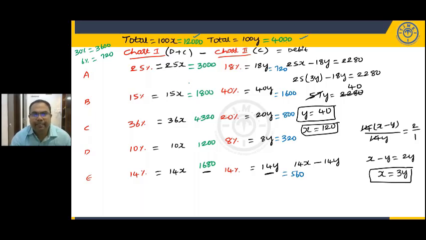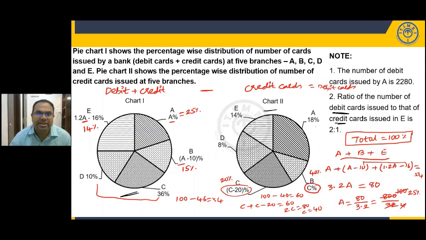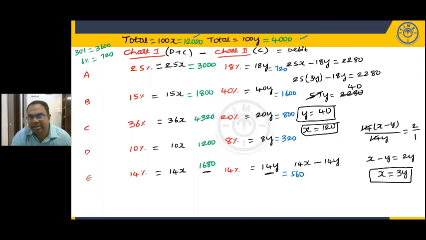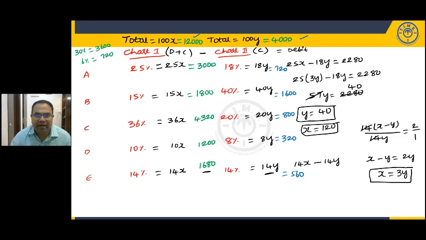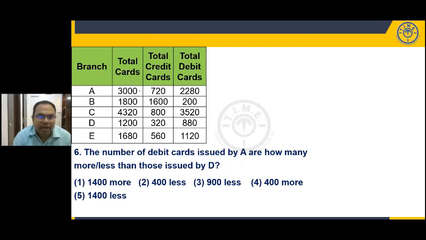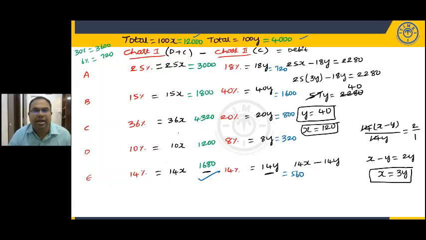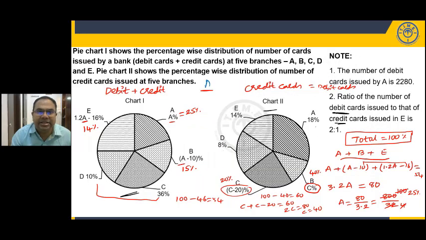Then individually for A, B, C, D, E, each of these branches, I have got how many debit plus credit cards and credit cards. This is what I'm putting in the table now: 3,000, 1,800, 4,320, 1,200, 1,680, and 720, 1,600, 800, 320, 560. Now, if I subtract from this, I'll get debit cards. So the point is, your main examination lies in analyzing this data.